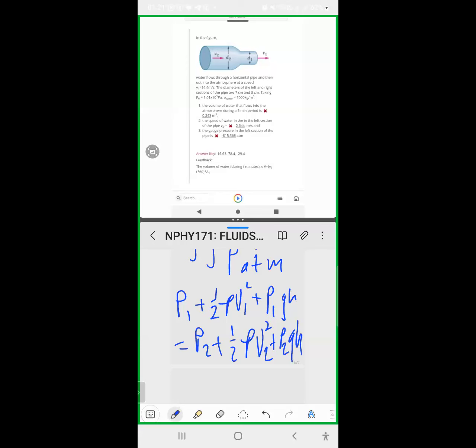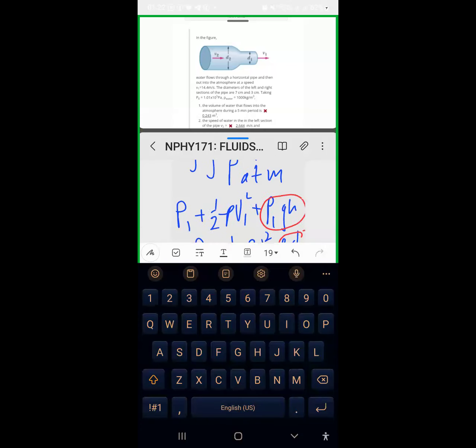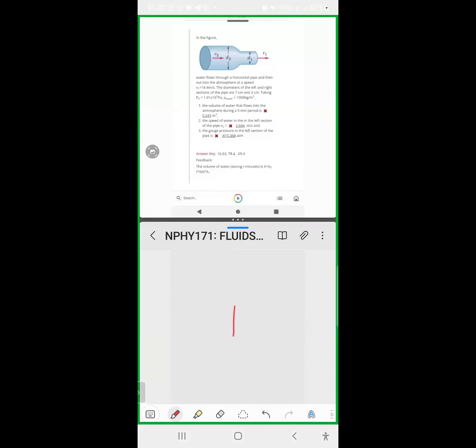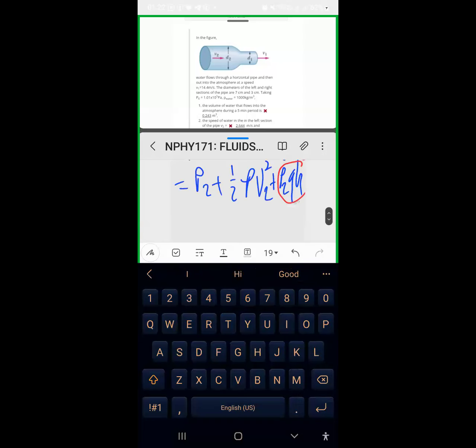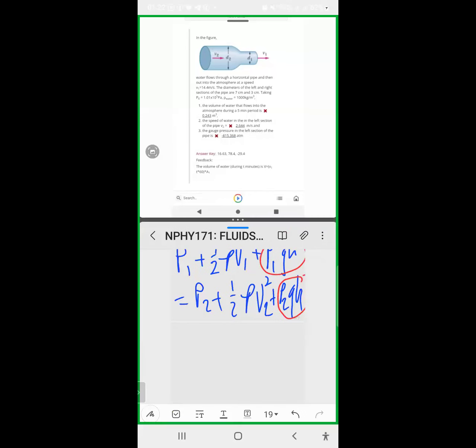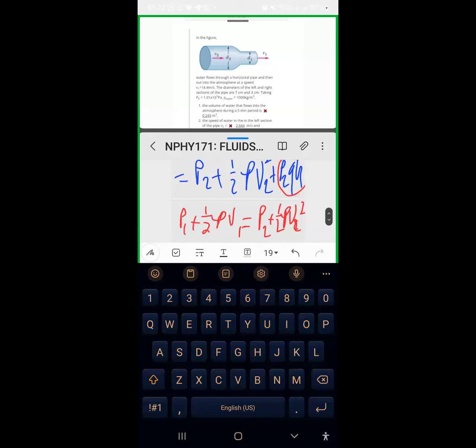Now, since we have that assumption, we can notice that we managed to eliminate these last two terms, right? Therefore, we're going to be left with P1 plus half rho V1 squared is equal to P2 plus half rho V2 squared. So from this, we can make P2 the subject of the formula.